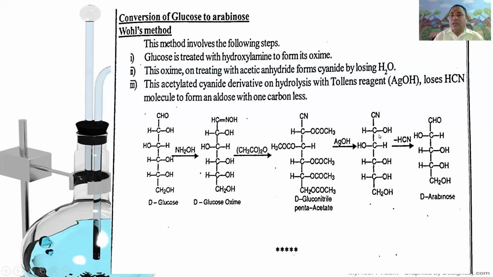Upon heating, with the removal of hydrogen cyanide, it gives D-arabinose, or aldopentose: CHO, CO HH, CHOH, CHOH, CH2OH. It is called arabinose or aldopentose. This is the conversion of aldohexose to aldopentose by Cole's method, that is, glucose to arabinose conversion.